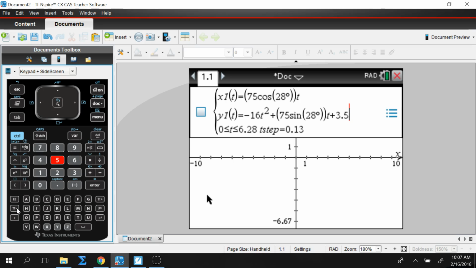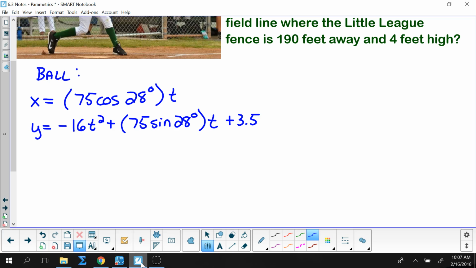What's my t? We forgot one thing over here. We forgot what our t was equal to. What values of t are we going to go with? 0 to 3. All right. So 0 to 3 on those.